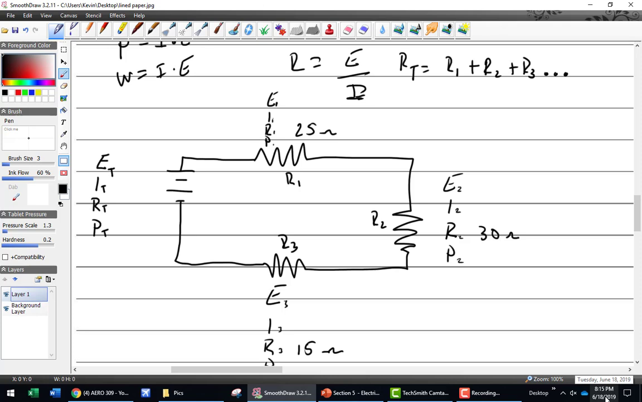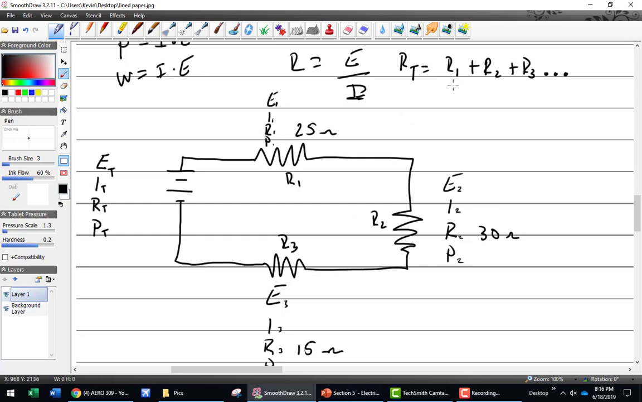Tomorrow, the next day, we're going to talk about parallel circuits, and everything's different. Very different. So you cannot use these formulas for a parallel. This is a series. Series means what? In line. How many paths? One path. Parallel means there's at least 2.